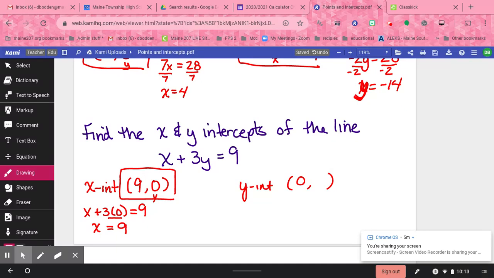Y-intercept, that is when the x value is 0. So I come to my equation, put 0 in for x. So 0 plus 3y equals 9. So 3y is equal to 9. Divide both sides by 3, and I get y is equal to 3. That makes my y-intercept (0, 3).